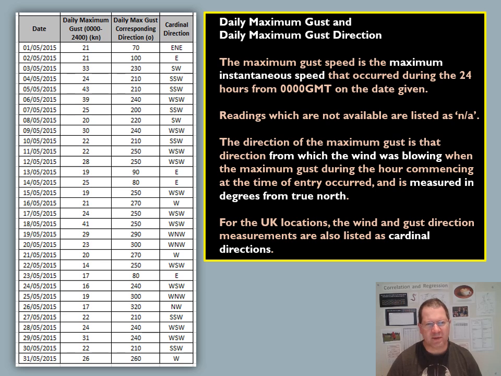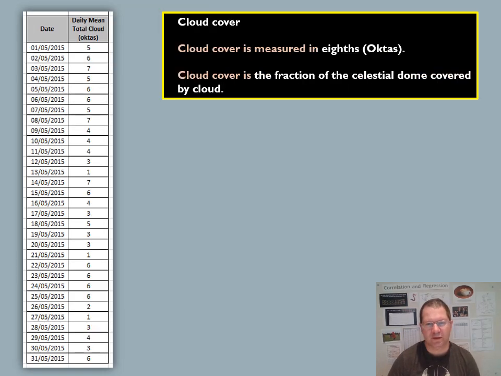And then again, we've got 2 columns relating to direction. The first one, again, the nearest 10 degrees, showing the direction for that particular instantaneous maximum gust, and its cardinal direction. So far, all the numerical data we've seen has been continuous. So although it's been rounded, it has been based on continuous data.